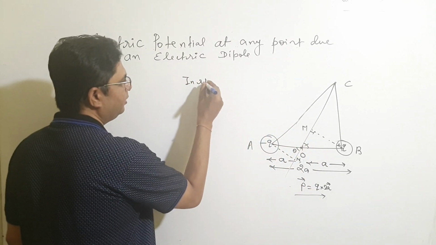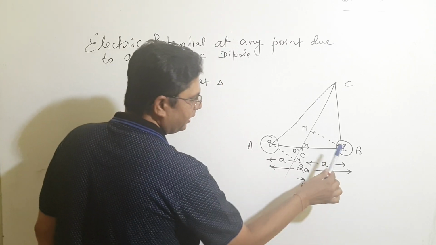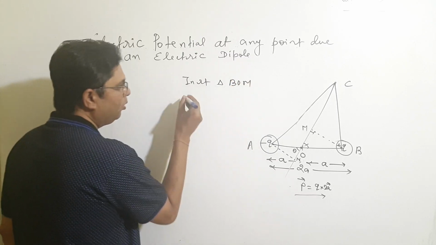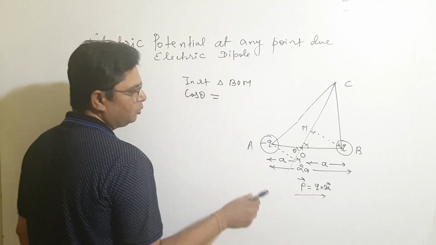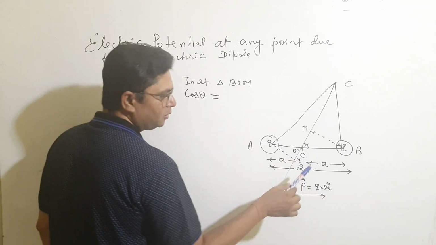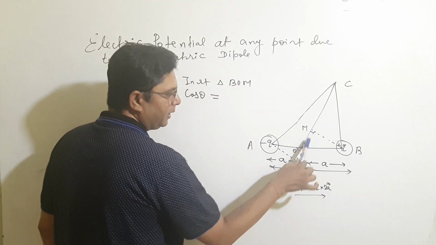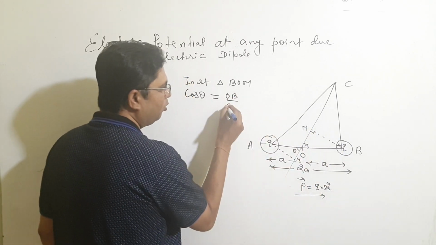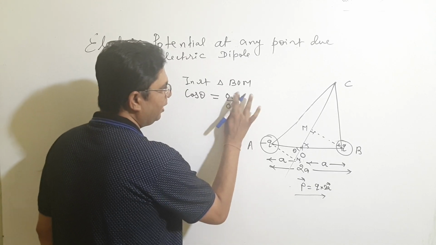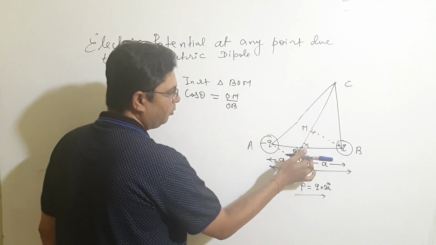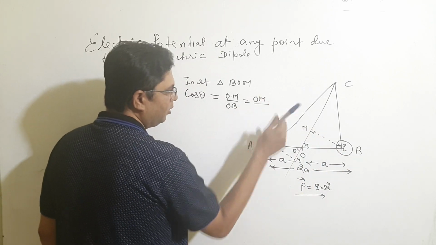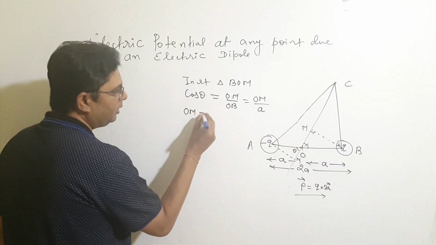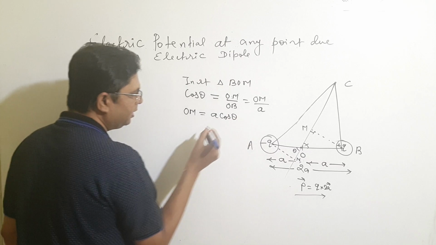In right triangle BOM, cos theta is equal to base by hypotenuse. OM is the base and OB is the hypotenuse. What is OB? OB is A. Put A here. So you have OM equals A cos theta.